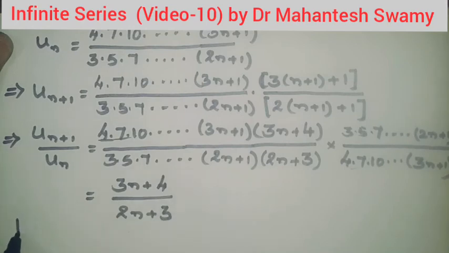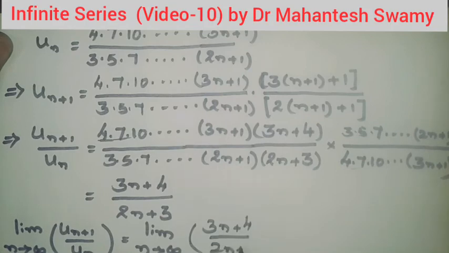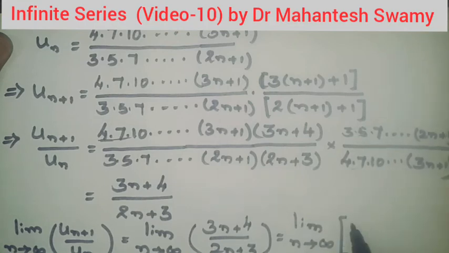Now our duty is to take limit as n tending towards infinity of un plus 1 divided by un equals to, on RHS also we are advised to take the limit. So numerator is 3n plus 4 divided by 2n plus 3. So we are applying the limit. We cannot directly apply because it takes infinity by infinity form. Therefore, we are advised to simplify by taking n outside in the numerator and also in the denominator.